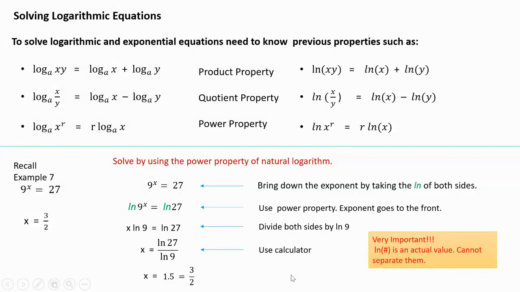Before I move on, it is very important, guys: the ln of a number is an actual value. You cannot separate them. For example, you cannot say divide by ln, or divide by 9. You have to divide by the ln of 9, because the ln of 9 is a number. It's together.